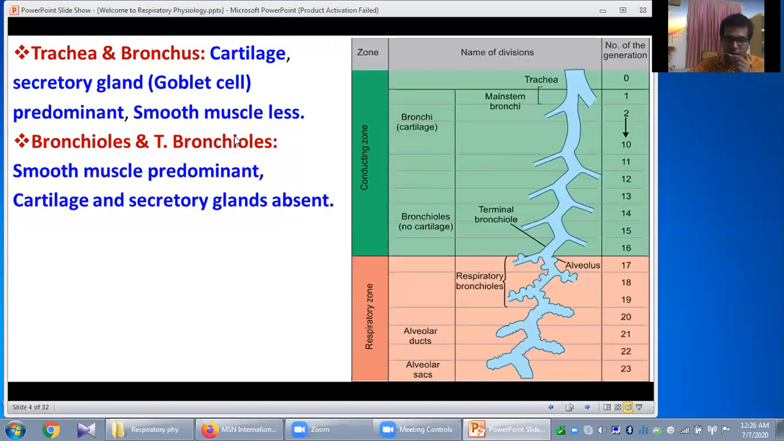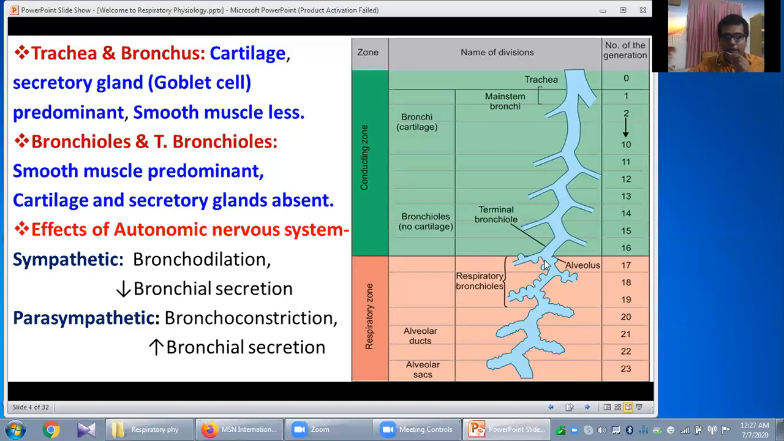Then the bronchioles and terminal bronchioles, that means generation 11 to generation 16. This part of the respiratory tract contains smooth muscle predominantly, and cartilage and secretory glands are absent. This is the main area that may produce constriction. We know that bronchoconstriction happens in this region, as this part of the respiratory tract contains smooth muscle in its wall.